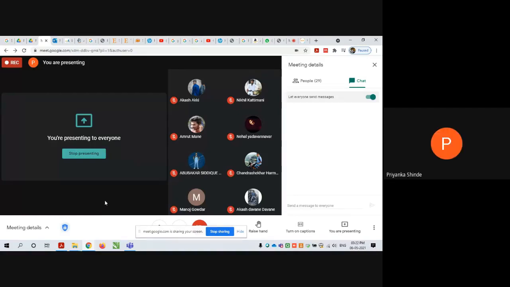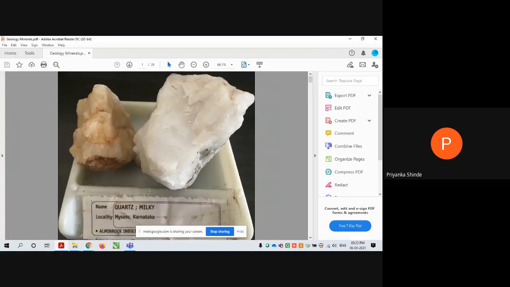Yes, welcome everyone to the mineralogy lab. In the previous class, we discussed all the physical properties of minerals. So today we will see the actual mineral specimens and try to identify those properties in the minerals. Okay, so the first one is the quartz varieties.